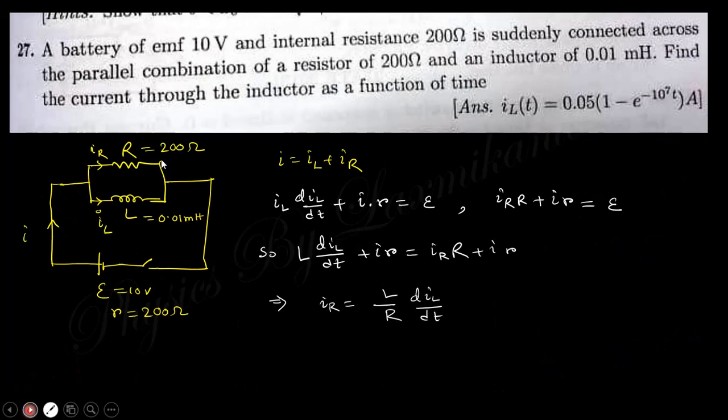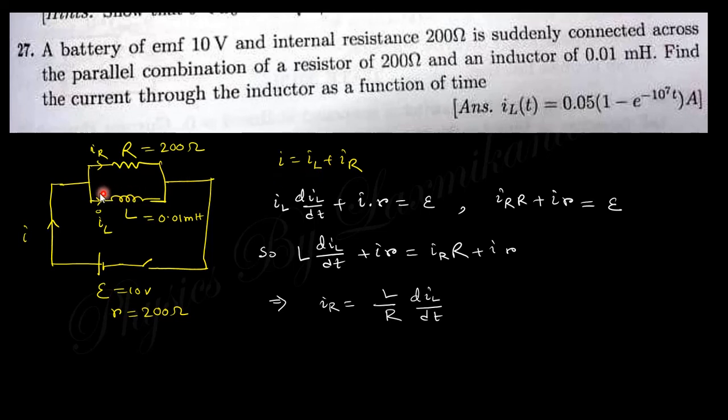Next question. A battery of EMF 10 volt and internal resistance 200 ohm is suddenly connected across a parallel combination of a resistor and an inductor. Find the current through the inductor as a function of time. So you need to find the current through this inductor as a function of time.